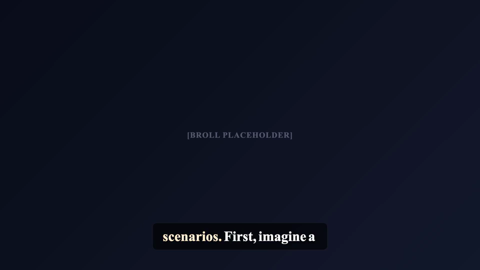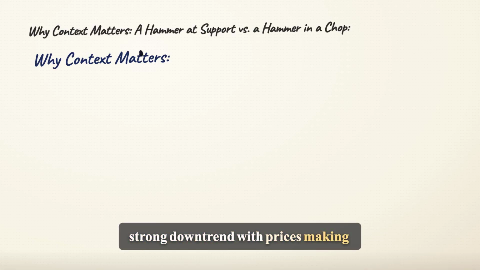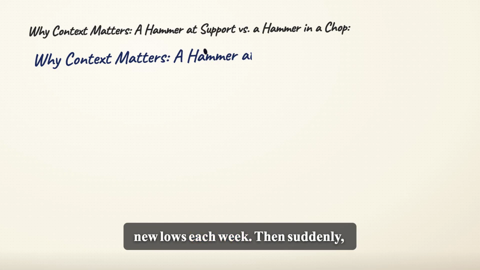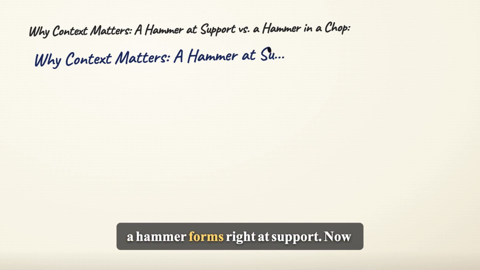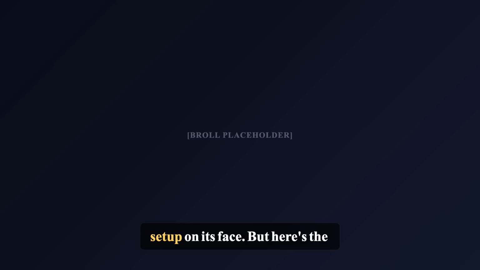Let's consider two scenarios. First, imagine a strong downtrend with prices making new lows each week. Then suddenly, a hammer forms right at support. Now this looks like a beautiful reversal setup on its face. But here's the thing: in this scenario, the hammer is actually a false signal. The trend is still intact, and the market will likely continue lower.